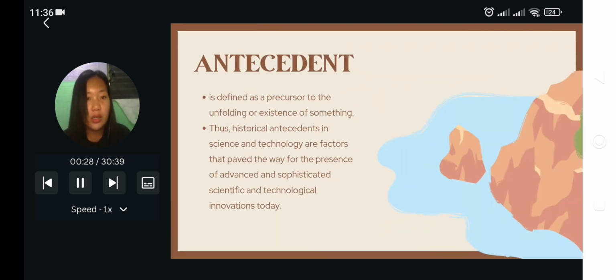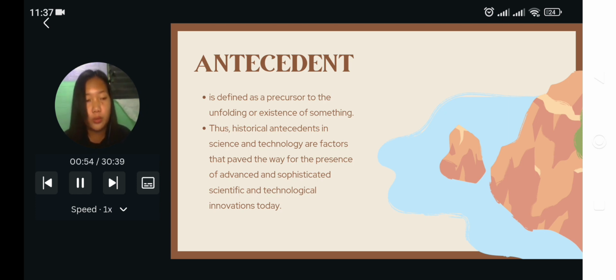It is a precursor to the unfolding or existence of something. In another definition, it is a thing or event that existed before or logically precedes another. So that is the meaning of antecedent. Thus, historical antecedents in science and technology are factors that pave the way for the presence of advanced and sophisticated scientific and technological innovations today.